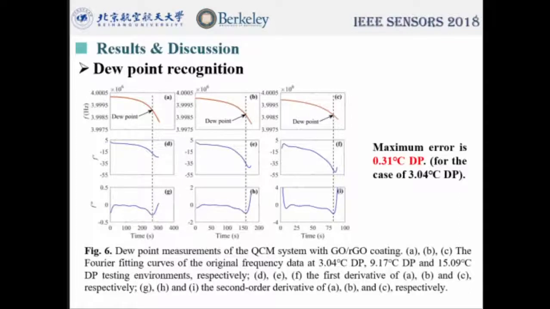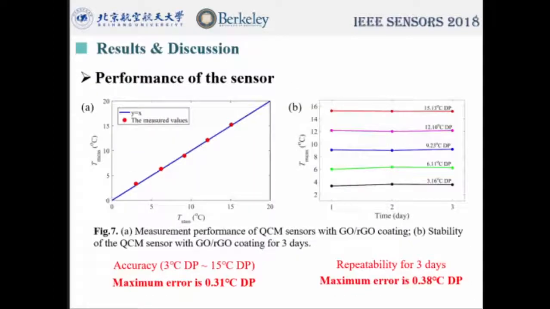To evaluate the performance of the sensor, the accuracy and the repeatability of the sensor were studied. The results show that the sensor could get a measurement accuracy of less than 0.31 Celsius in the dew-point range of 3 to 15 Celsius, and a measurement repeatability over 3 days of less than 0.38 Celsius.